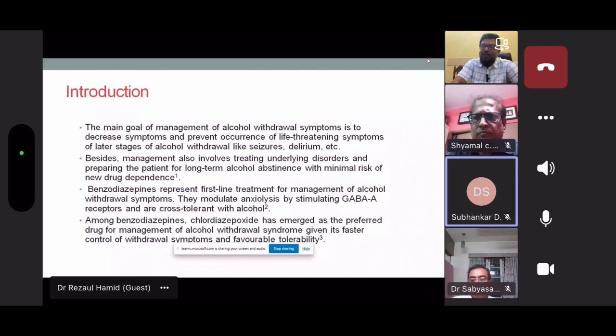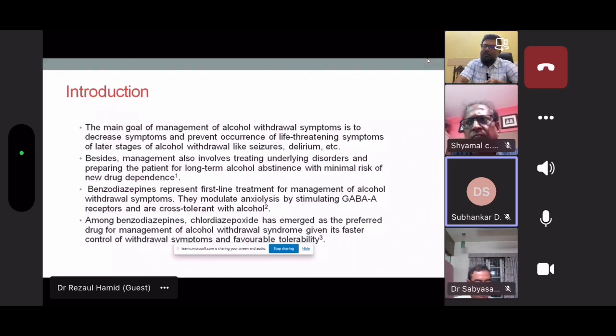Besides management, there is also involvement of treating the underlying disorders, which could mostly be underlying psychopathologies. It is to be kept in mind that there is the possibility of something lying beneath the alcohol addiction. There could be some serious form of mental illness, it could be anxiety, depression, bipolar, or any other mental disorder. And while doing this process of alcohol de-addiction, we have to keep in mind that we also have to minimize the risk of new drug dependence.